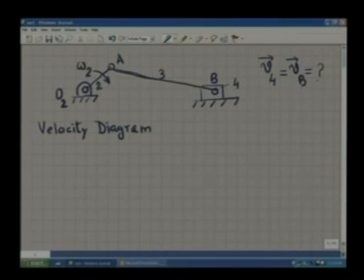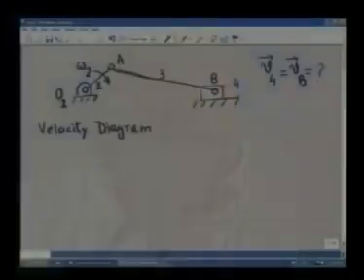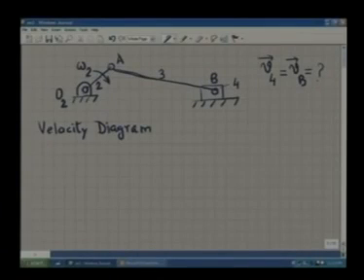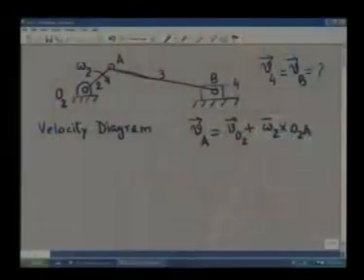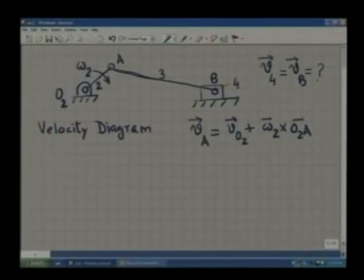We start from the input end, that is from link number 2. As we notice, the two points, namely A and O2, belong to the same rigid body that is link 2. We have already seen then, because A and O2 belong to the same rigid body, I can write velocity of A is velocity of O2 plus vector omega 2 cross the vector O2A. This is a vector equation.